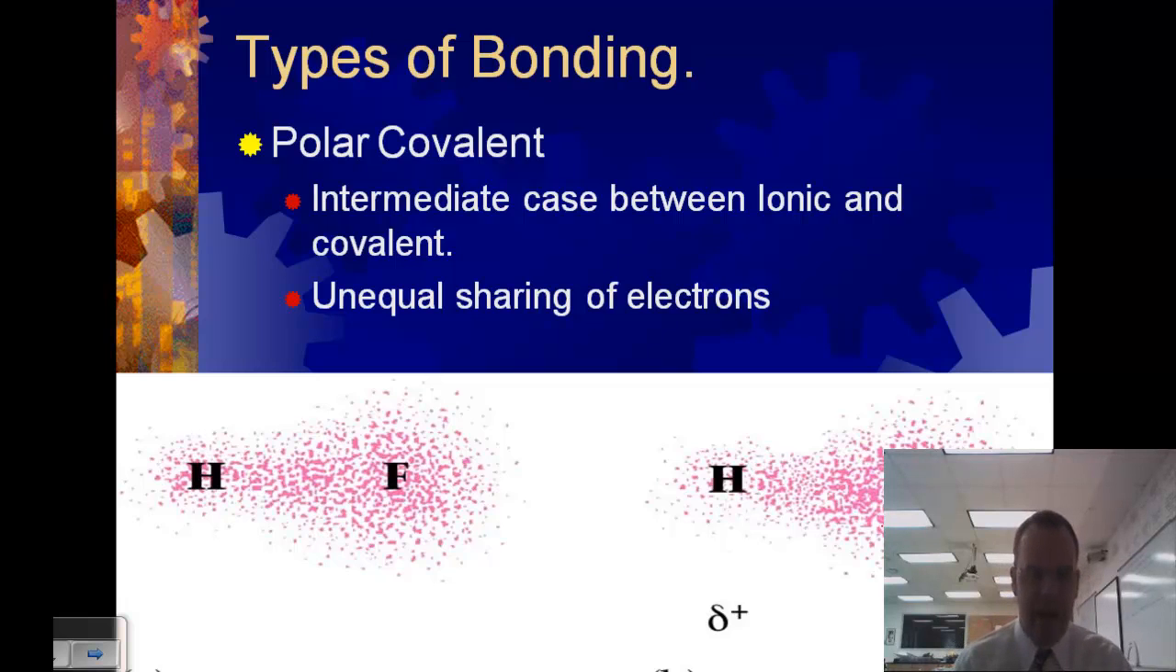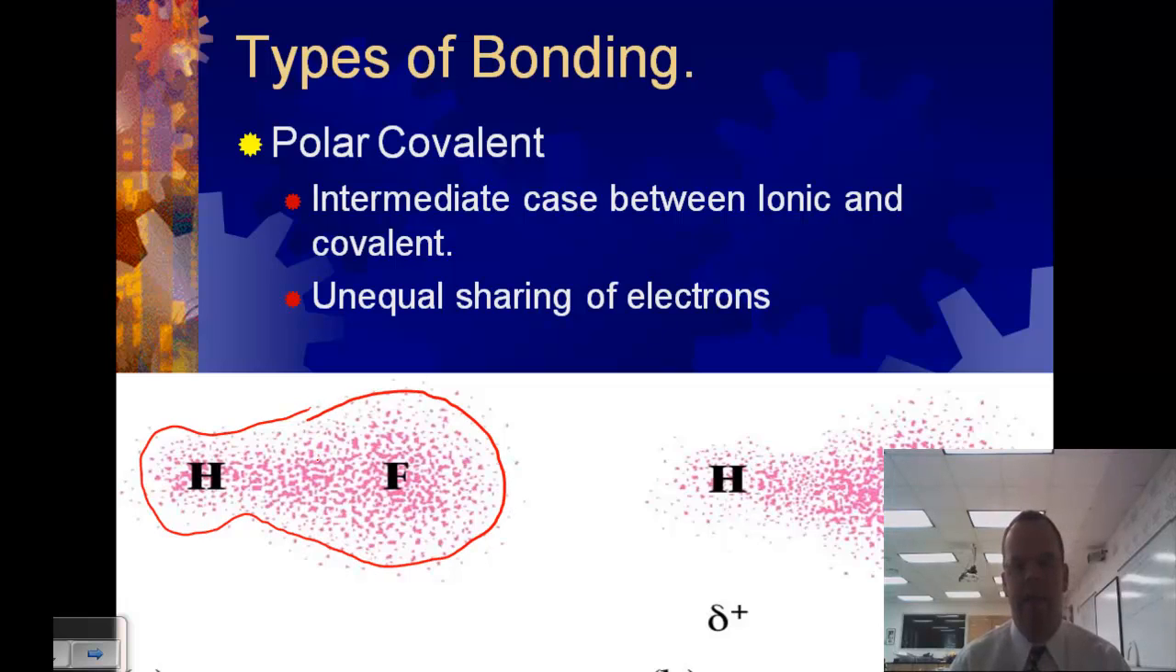So you see here an HF. Instead of having the electrons spend equal amount of time around fluorine and hydrogen, you get this kind of shape here, spending very little time around hydrogen and much more time around fluorine. And we get what's known as a partial negative charge, which is this symbol down here, Greek letter delta, lowercase, minus, and then a partial positive charge on the hydrogen, the delta plus.